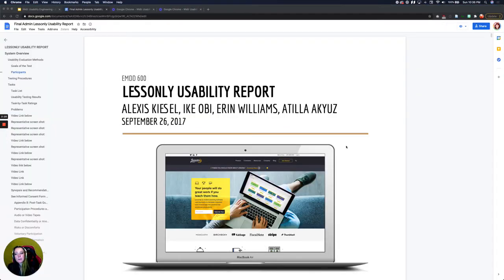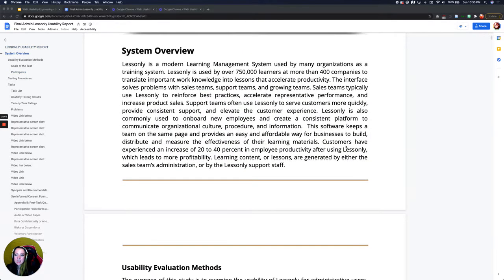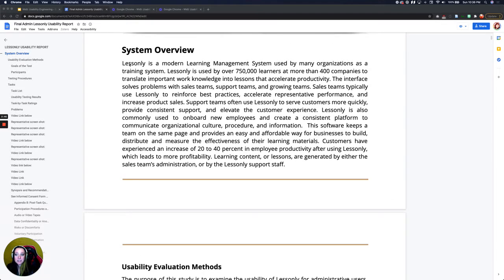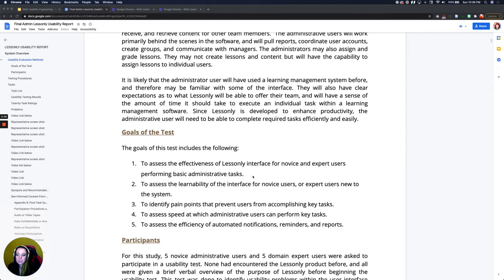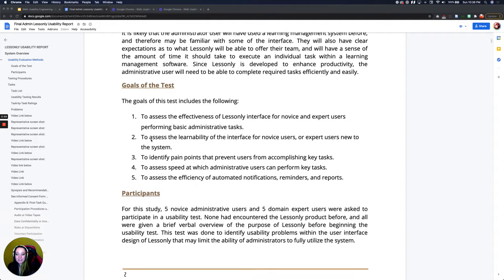This is an example of a very formal and structured usability test that some of my graduate students made a few years ago. This is a report of their usability test. So they did all the planning, they conducted the sessions, and then they wrote this report. And so you'll see that they described the system they're testing. So they tested this piece of software called Lessonly. They talked about the methods that they used. They wrote out the goals of the test.